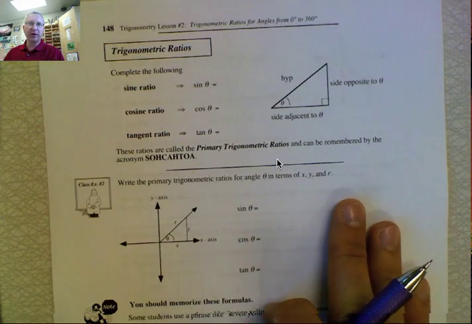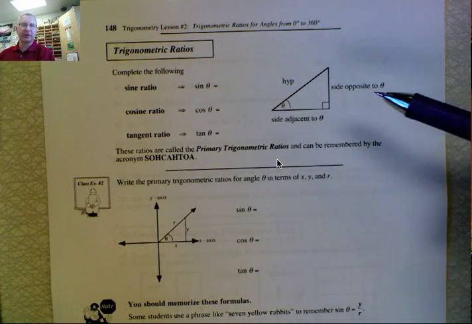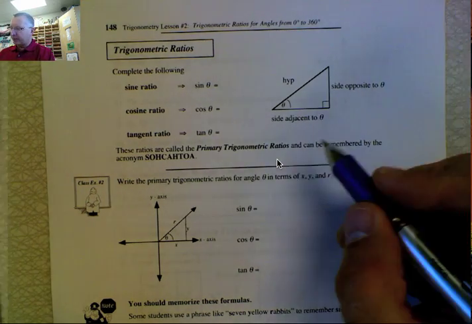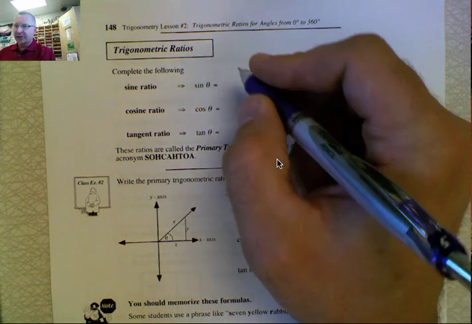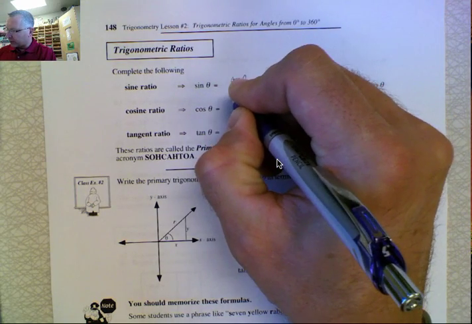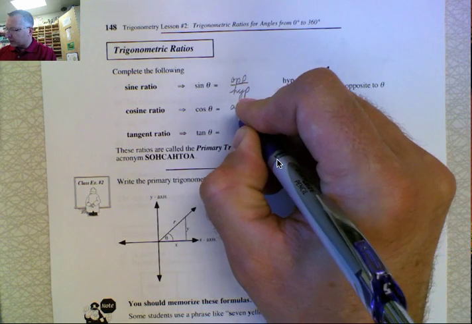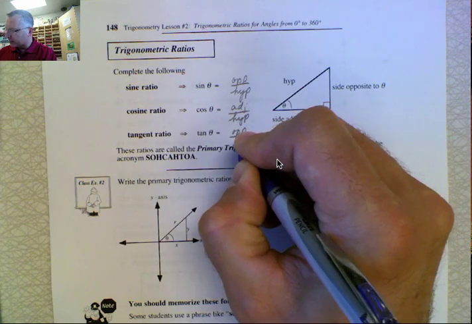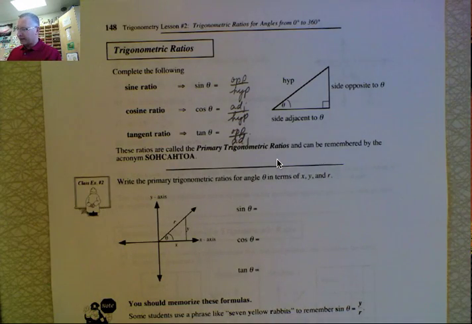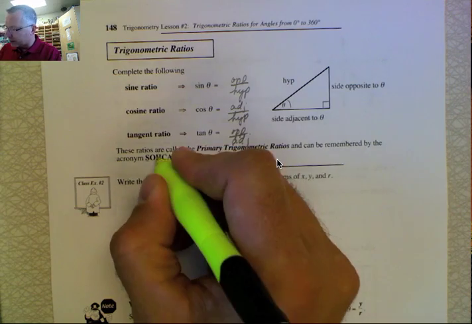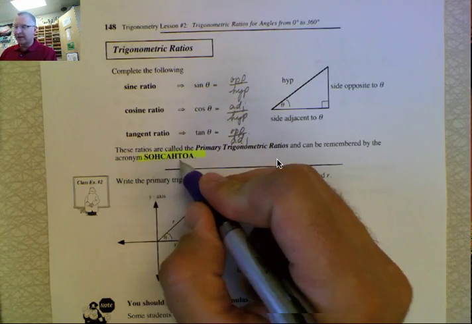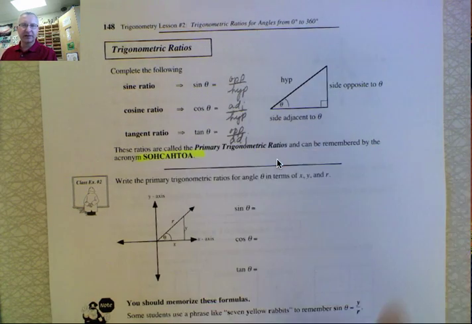Now, if we flip the page, we need to do a quick review of our 3 primary trig ratios, which are sine, cosine, and tangent. Hopefully you remember that when we worked with right triangles, sine was the opposite over the hypotenuse, cosine was the adjacent over the hypotenuse, and tangent was the opposite over the adjacent. And last year we had an acronym to help us remember it. It was SOHCAHTOA. S-O-H, C-A-H, and T-O-A to remember these things.